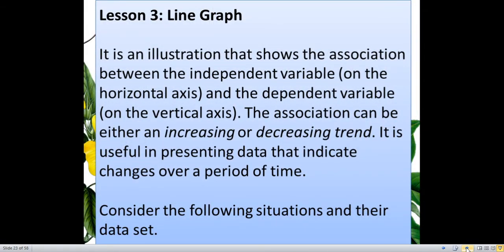Okay, then we move on to our last lesson, the line graph. So line graph, it is an illustration that shows the association between the independent variable and the dependent variable. An independent variable should always be on the horizontal axis, while the dependent variable is on the vertical axis. The association can be either an increasing or decreasing trend. It is useful in presenting data that indicate changes over a period of time. So let us consider the following situations together with their data set.